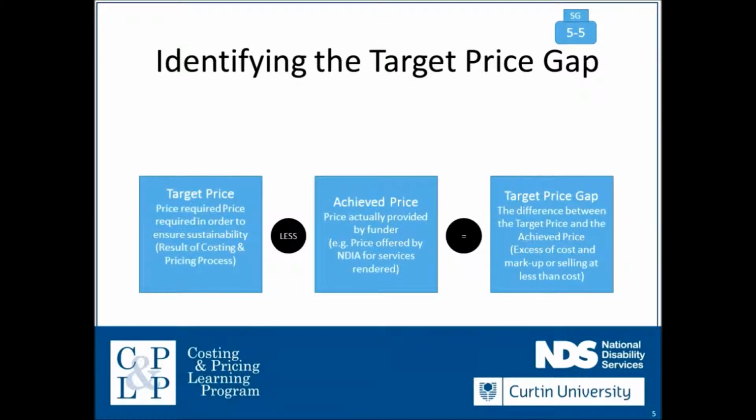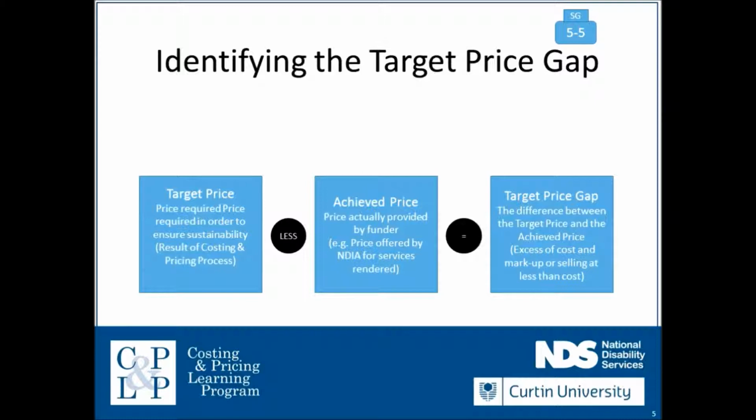So the example in this box shows that we would include the price offered by the NDIA for services rendered. It's the difference between the target price and the achieved price, or the target price gap, that we're really keen to understand, because that really does help us then to help plan and strategize around achieving sustainability. The difference between the target price and the achieved price is that target price gap. And we make this calculation for each individual service we deliver, as well as for the organisation as a whole.